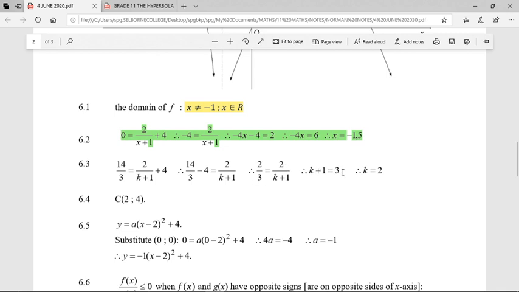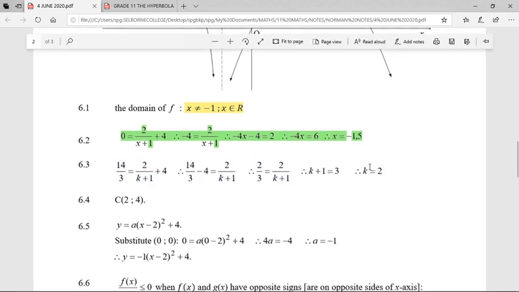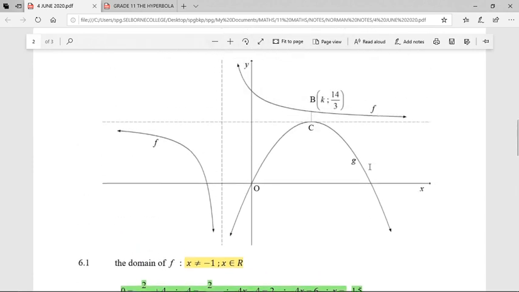So k plus 1 equals 3, so k's value ends up being 2. All good? Makes sense? So k's value is 2. If I go up to my picture, there, k's value is 2.